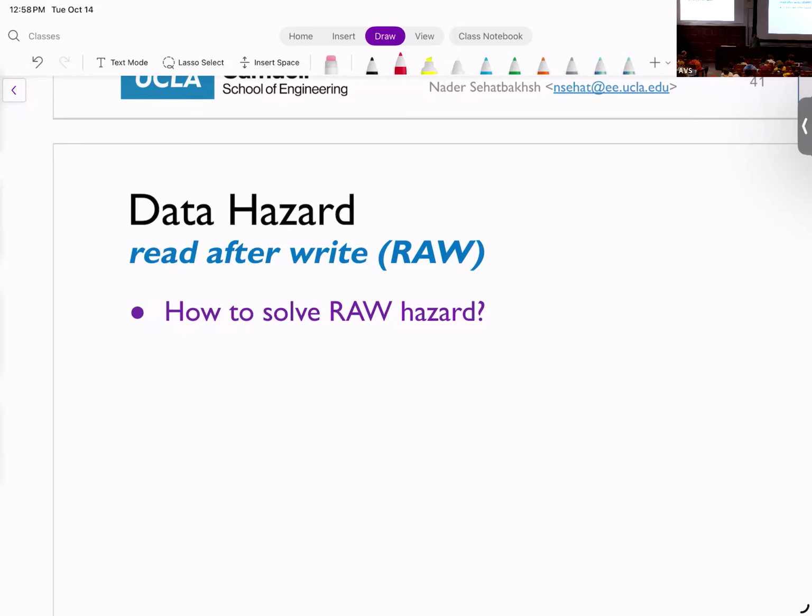Transfer the data from the... Yes. So if we don't necessarily need the write to the register file to finish, you can maybe transfer it from the ALU. Yes. Okay.